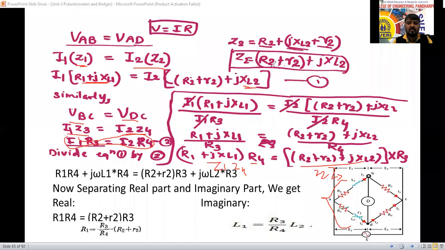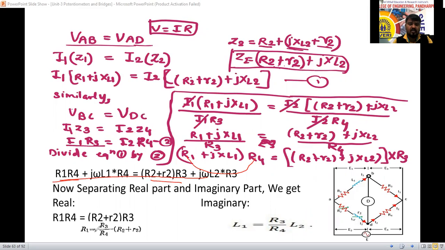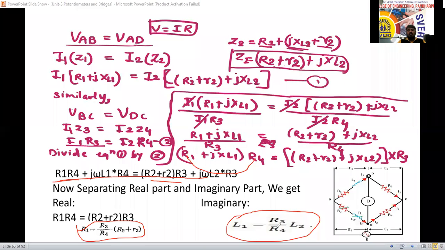Otherwise, if you are confused here, then what you do? You split this one: R1 into R4, jXL1 into R4, equal to R2 into R3 plus jXL2 into R3. Now again you will get the same equation. Now separate the real terms and the imaginary terms, then you find the formula. Same equations you are going to get. R1 equal to R2 R3 divided by R4, and L1 equal to R3 L2 divided by R4. These two equations you write down.